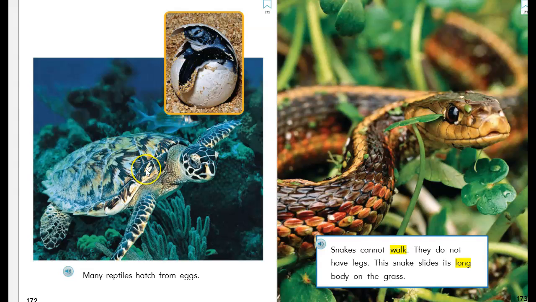How are these alike? How is the baby turtle and the adult turtle alike? Well, they are both turtles. And one day, the baby turtle will swim just like this big turtle here. We then read about the snake who cannot walk. They have to slide their long bodies.